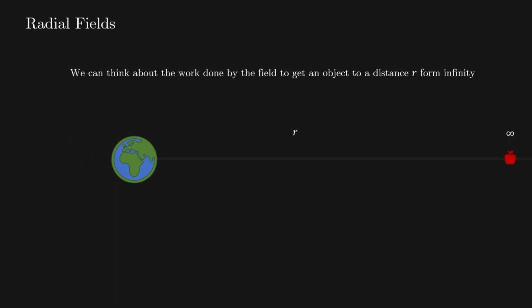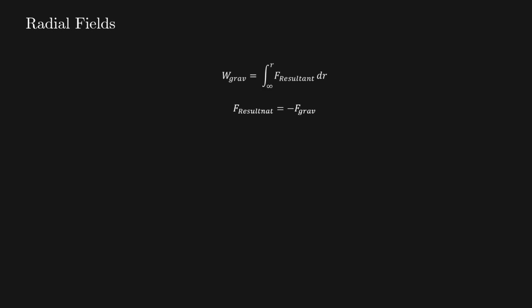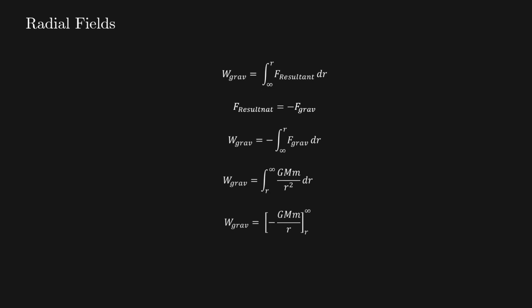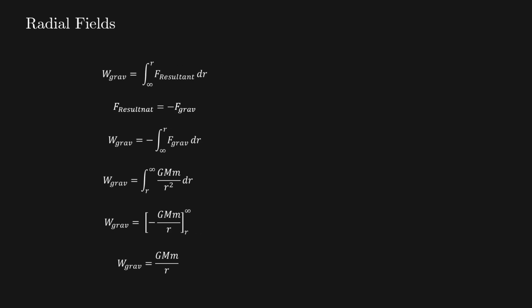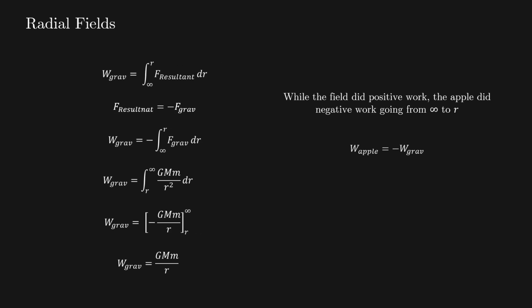We can get a formula for the work done on an object by considering the field bringing it from infinity to a distance r. By working out the integral, we get that the work done by gravity is capital G times capital M times little m over r. While the field did positive work in bringing the apple to r, the apple did negative work.